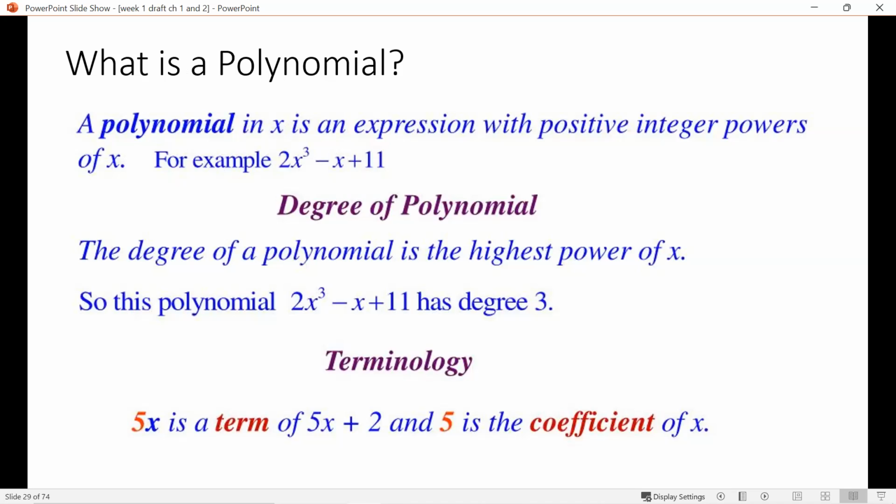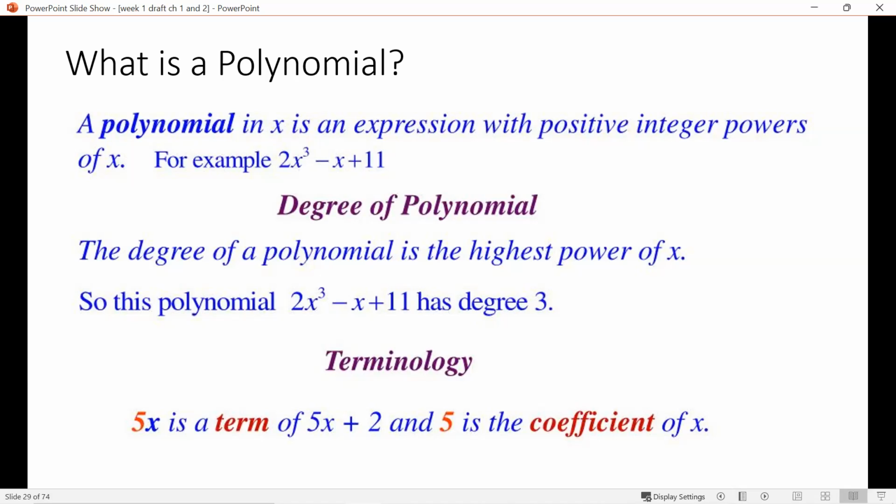A polynomial is an expression where the powers of x are always positive integers. That's what makes it a polynomial. And the degree of our polynomial is the highest power of x. So in this example, 2x to the third minus x plus 11, notice each term is written in descending order of degree. This is a degree 3 polynomial. It also has 3 terms. So that's something to notice, as well as there are 3 specific different terms.